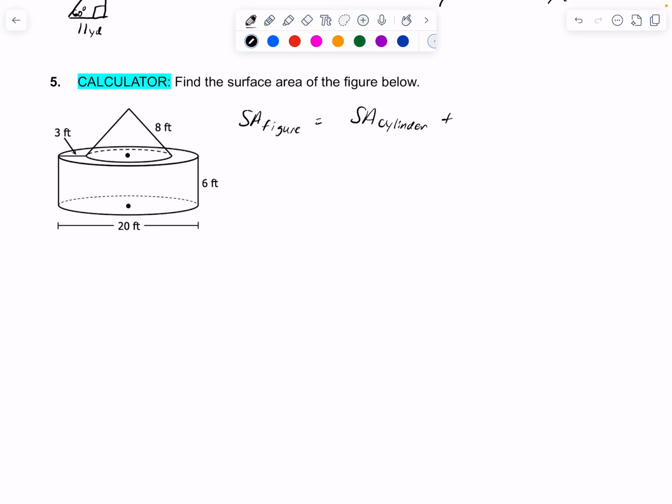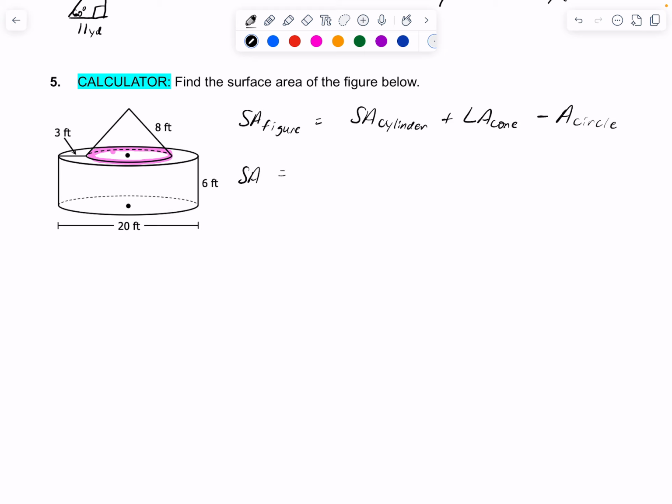Plus, then I don't want to include the bottom of that cone, so I'm going to do the lateral area of the cone. But you can see that the cone is sitting on top of the cylinder, so I cannot include this amount. That would be too much if I stopped here. So I'm going to subtract out the area of that circle. That's kind of the first thing I want to figure out before I start putting in formulas.